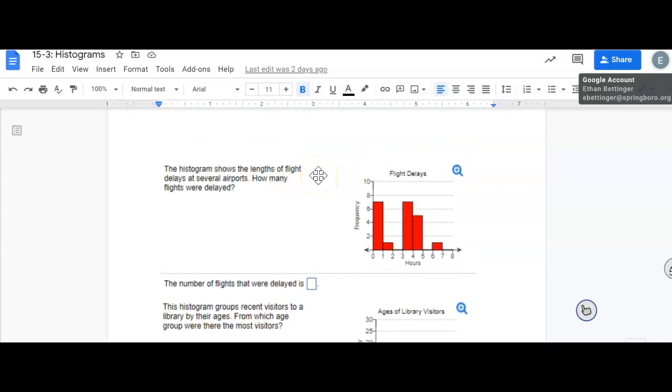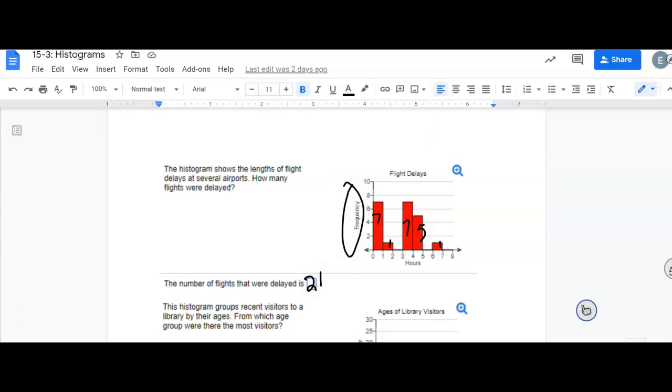How many flights were delayed? Jacob? 21 flights. So, to find the answer of 21 flights, we need to find out the frequency, the amount of time something happened for each bar graph. We have 7. We have 1, 7, 5, and 1. If we add all those up, those are the total number of flights that were delayed. Questions on that? I think, as I was walking around, we all did a great job on that one.